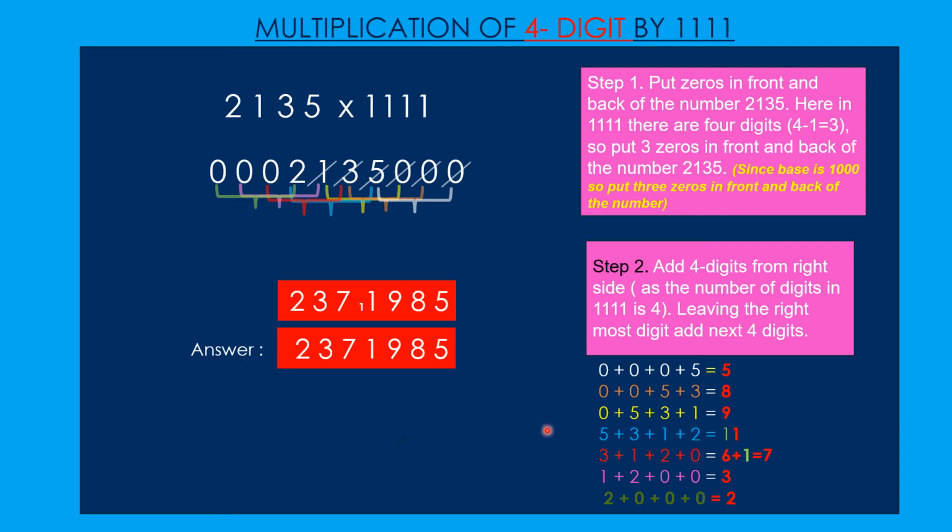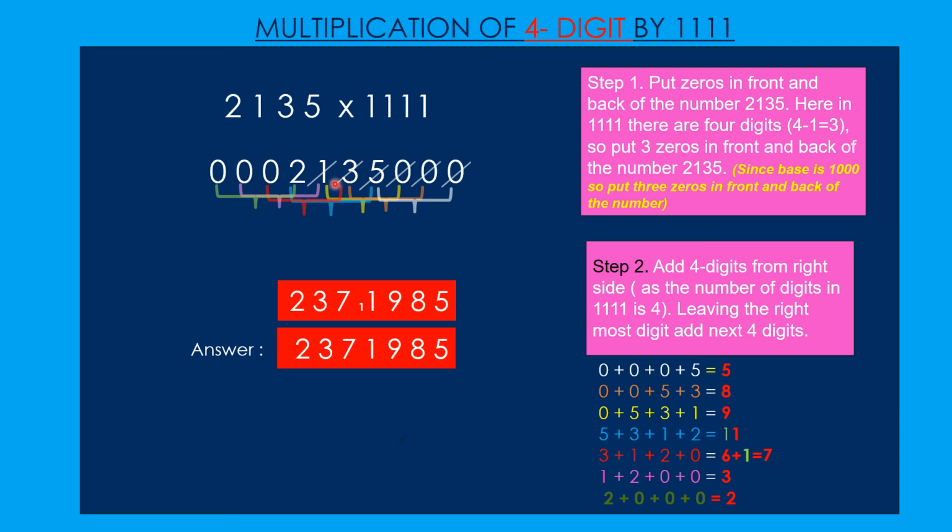Alright. Then again you leave 0. The next number is 5 plus 3 plus 1 plus 2 is 11. In 11 you keep the unit digit 1 and 1 is the carry forward. Then leave 5. Alright. And what are the next 4 digits? 3 plus 1 plus 2 plus 0 is 6. 6 plus 1 carry forward is 7.